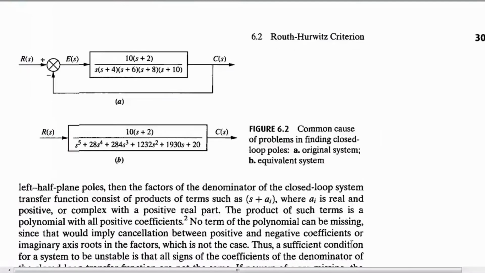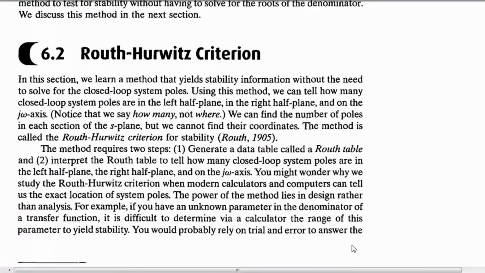To check the stability of the system, we have a new method which is called the Routh-Hurwitz criterion. In this section, we will learn a method that uses stability information without the need to solve for the closed loop system poles. Using this method, we can tell how many closed loop system poles are in the left half plane, in the right half plane, and on the j omega axis. And we just say how many, not what the location will be.